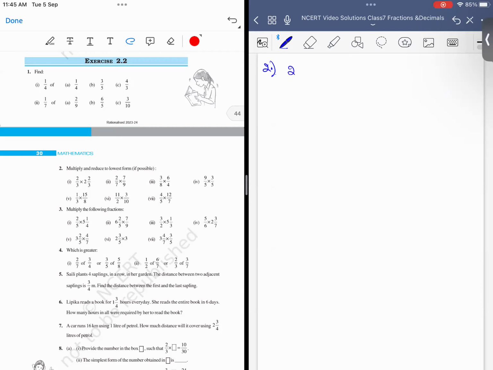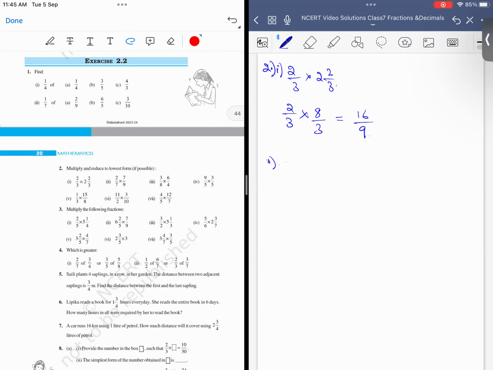Okay, so question number 1, 2 by 3 into 2 whole 2 by 3. This is the question. So first of all, you convert this mixed fraction to what? An improper fraction. So 3 times 2 is 6, and 6 plus 2 is 8. So 8 by 3. So multiply it. So 16 upon 9. So 16 upon 9 is already in what? In its lowest form. Because their HCF is what? 1.